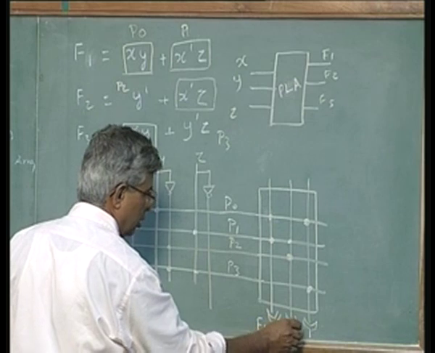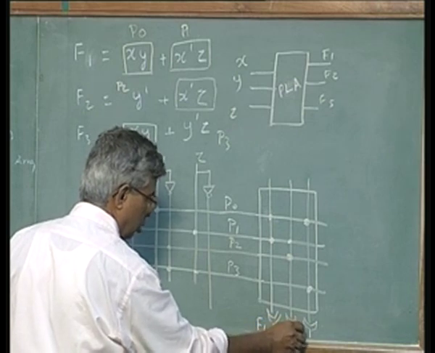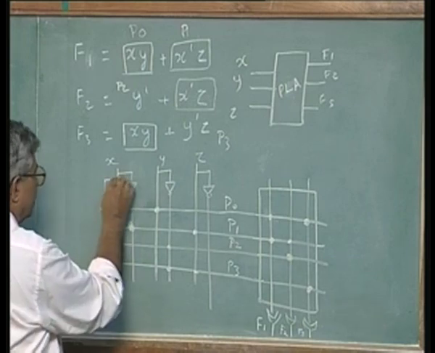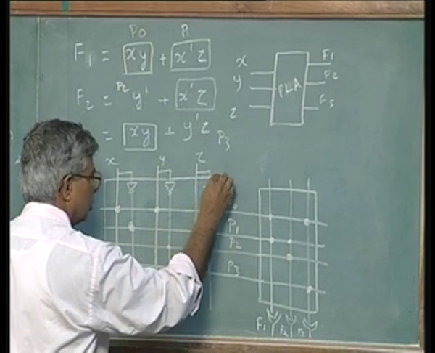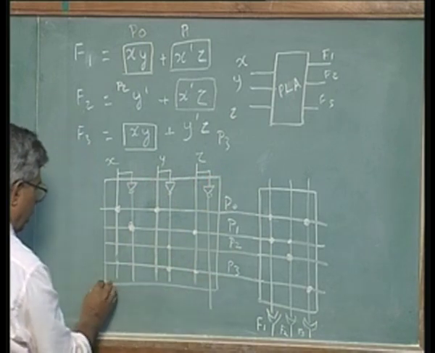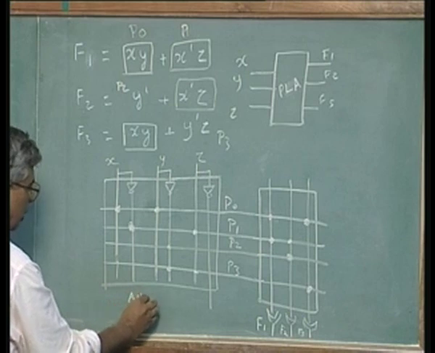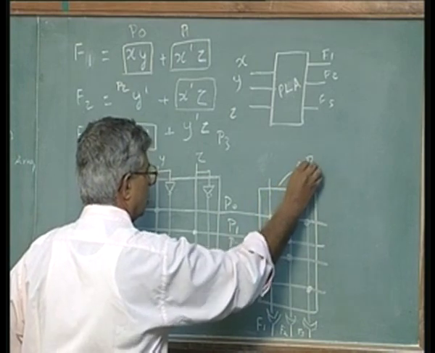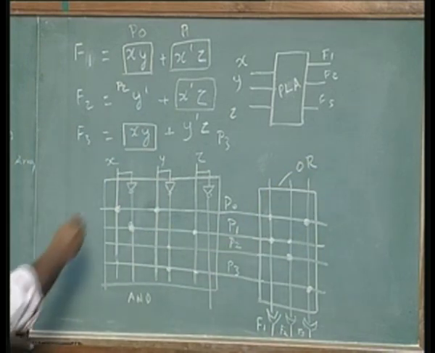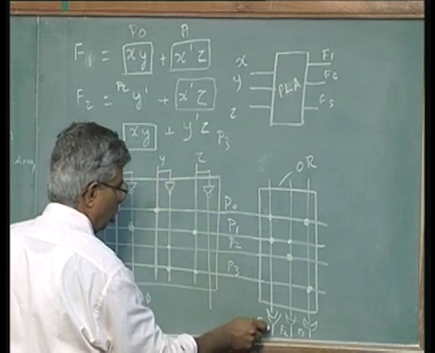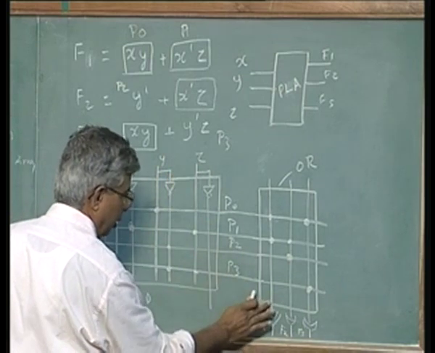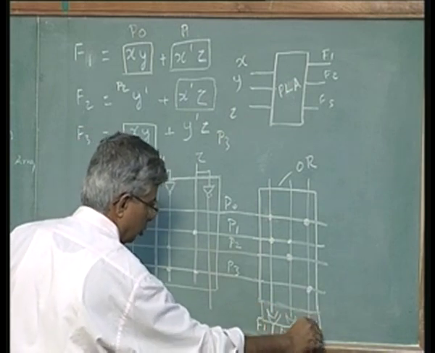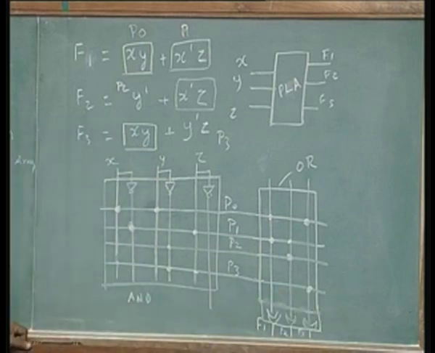This is how you do this, F1, F2, F3. Now the whole device will be available to you as a single package. You don't know what is inside this. This is the AND array along with the inverters of the input, and this is the OR array. So as far as you are concerned, 3 inputs x, y, z giving rise to 3 outputs F1, F2, F3. So this OR gate is also part of the array. Like that.